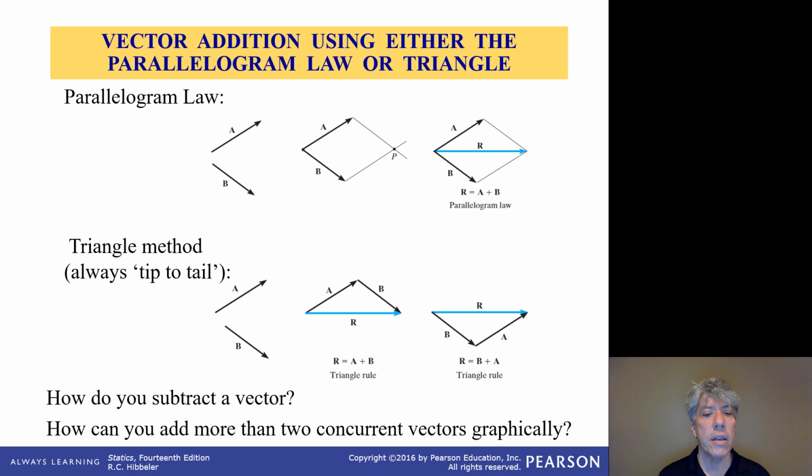How could you add more than two concurrent vectors graphically? Put them all tip to tail. However many vectors you have, simply move them around in the plane, if we're talking about a two-dimensional thing, where they are tip to tail, and then go from the tail of the very first to the tip of the very last, and there's your resultant vector. It's really that simple.